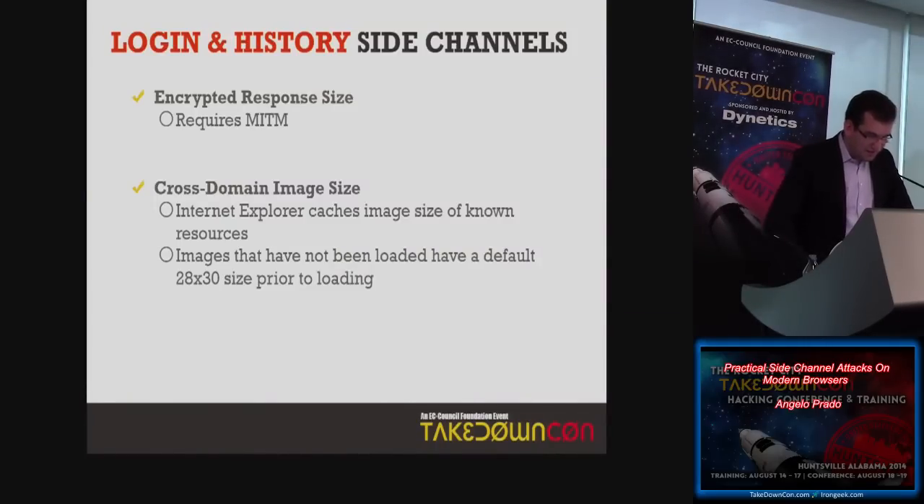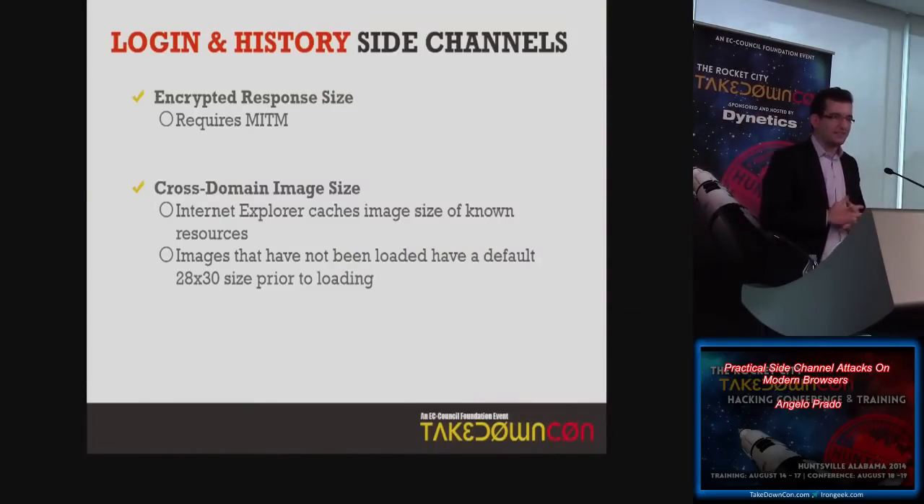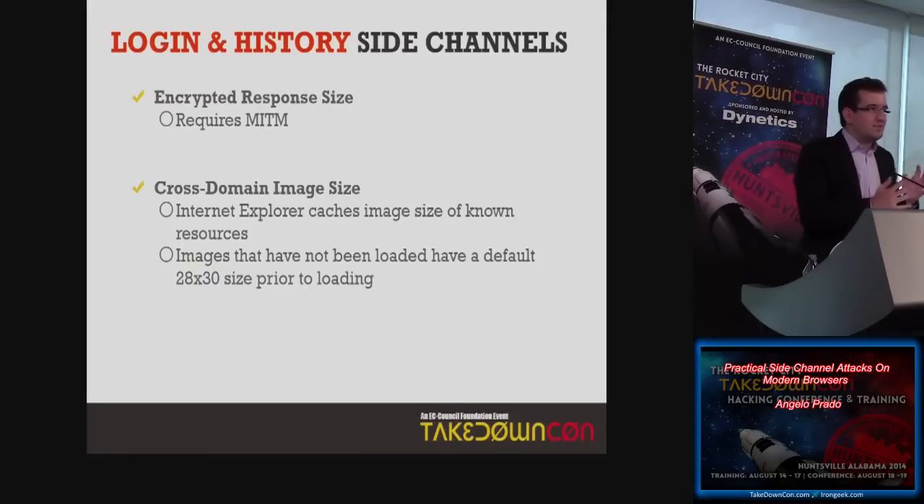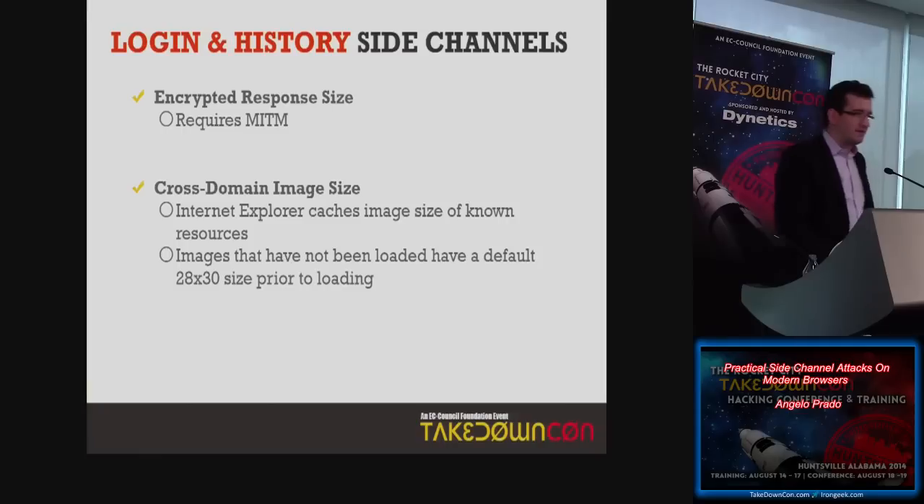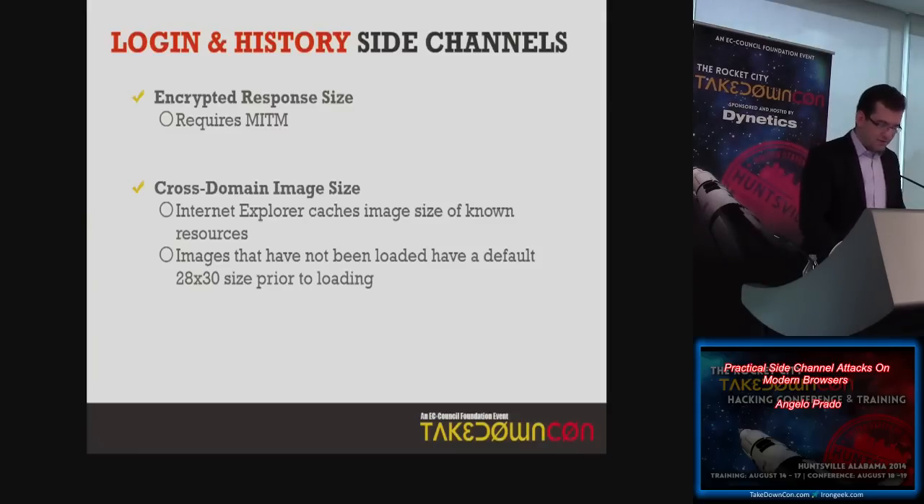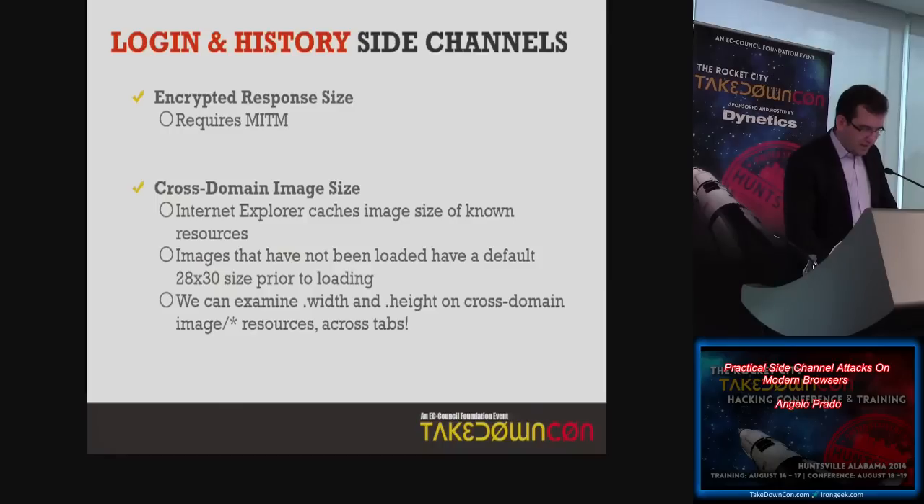Images that have not been loaded have the default 28 by 30 size. Therefore, if you never loaded an image on the internet and I try to load it, before it renders it has a predefined size of 28 by 30. You know the X symbol when an image cannot load? That is the default size of that X, 28 pixels by 30 pixels. And this is what's fun: we can examine the width and height of cross-domain image resources across tabs.